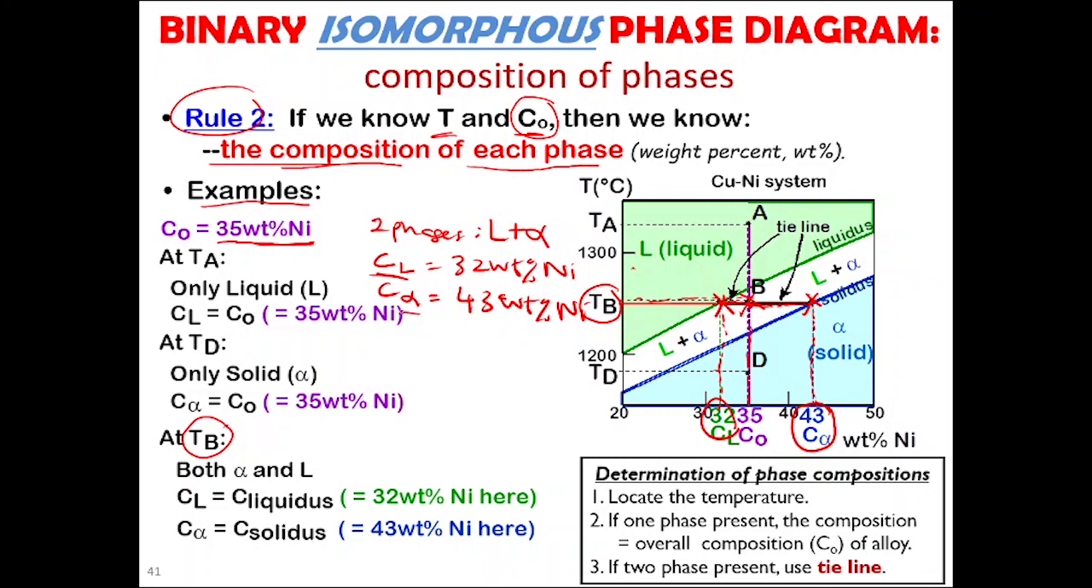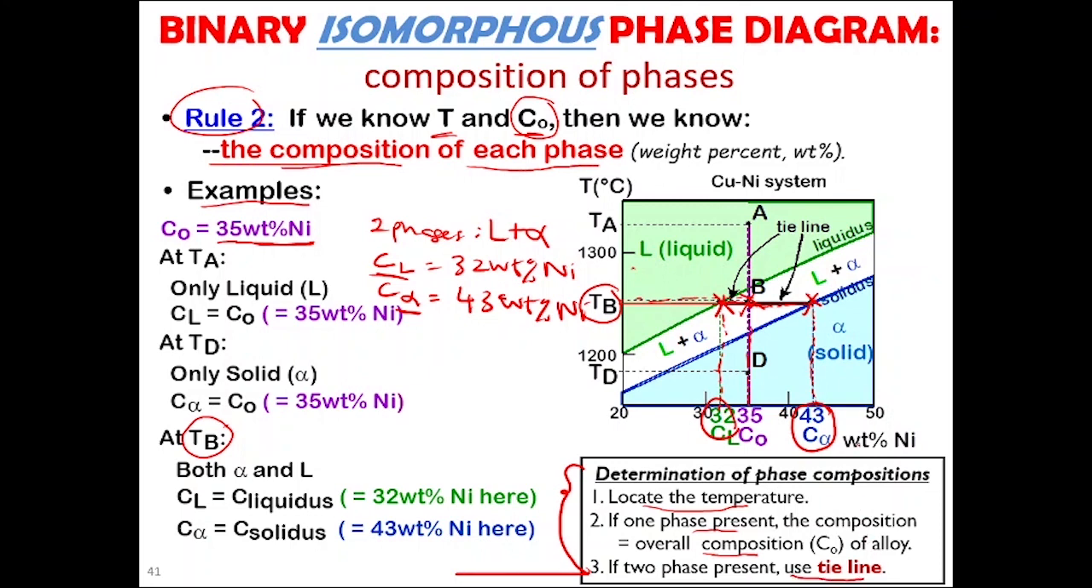And to find composition of solid, the straight line must be until solidus line. For further understanding, you can read the note over here. First thing, you need to locate the temperature. Second one, if one phase present, the composition is overall composition. If two phases present, use tie line.